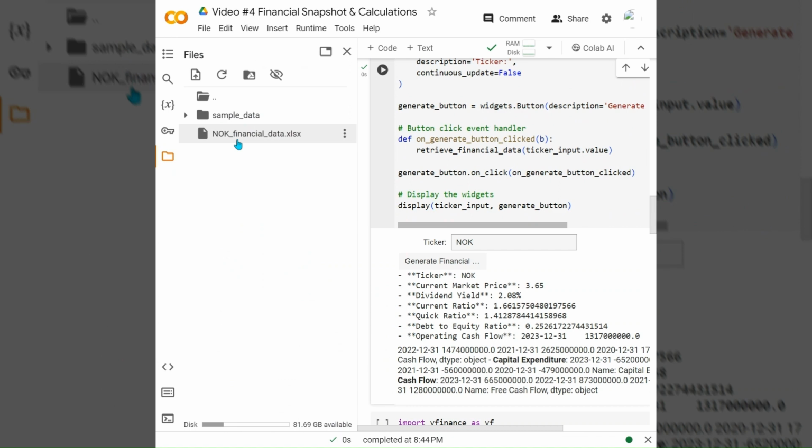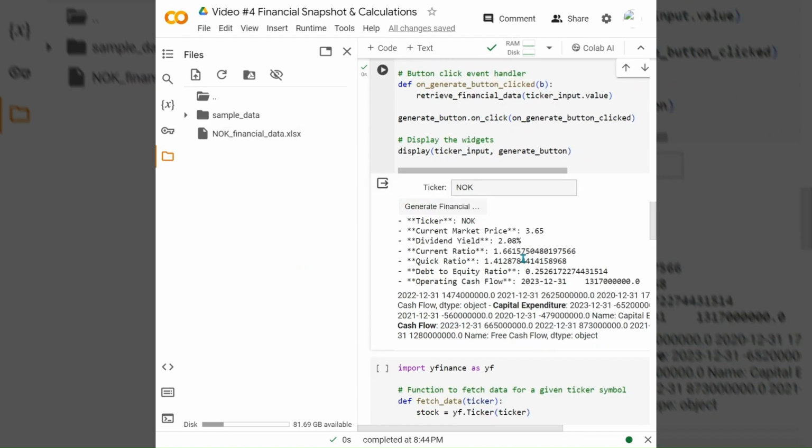So the script is set up so that whatever ticker symbol you enter, it's going to save that file as, for this one, Nokia NOK_financial_data. And then this is going to be what's on the general tab in the calculations.